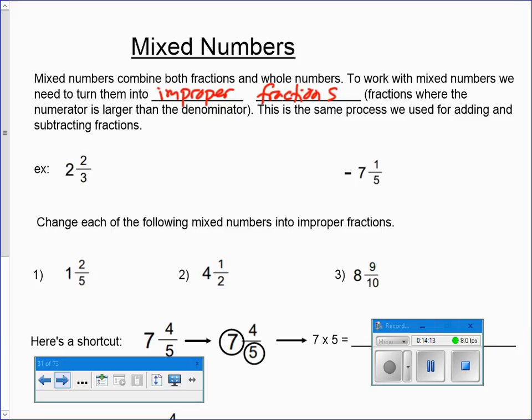So when we want to change it into an improper fraction, what we're really thinking about is addition. Right? We're adding two fractions. Any whole number is like a fraction over 1. And if we want to add these together, we're going to need a common denominator. So here, our common denominator would be 3.